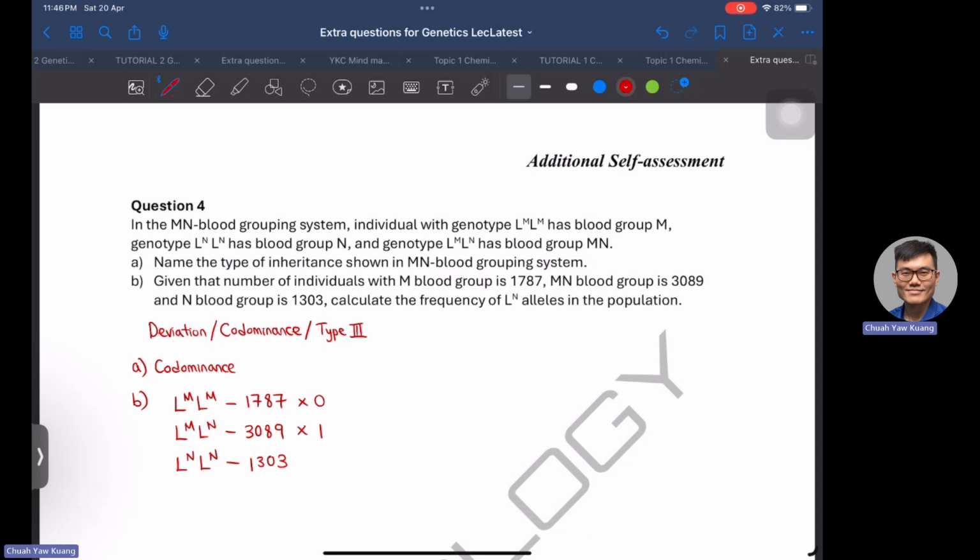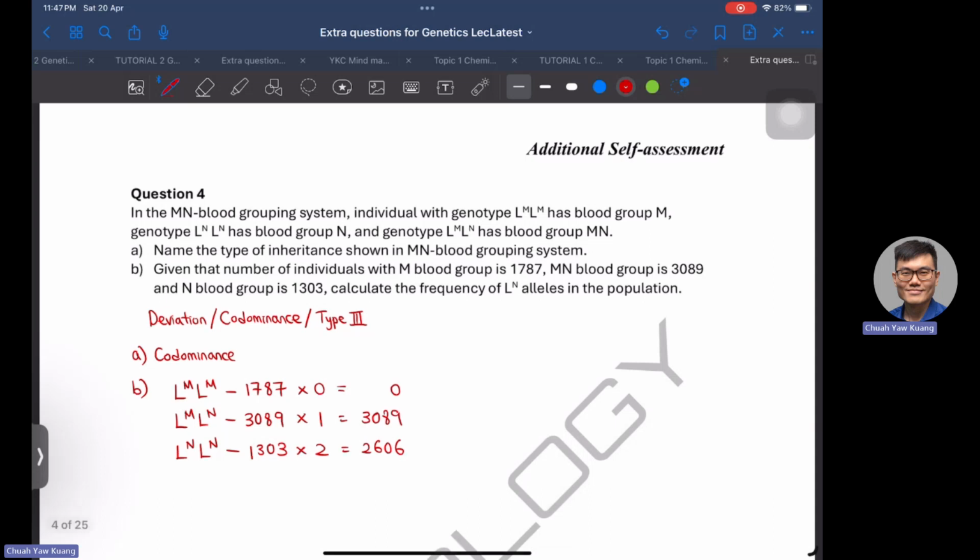Lastly, the homozygous N individuals. They get 1 copy, 2 copies. Every individual gets 2 copies, so we multiply that by 2. The M homozygous one, of course, will be 0. So this one will have 3089, and this one is 0. Then this one will be 2606. That is the total number of the LN alleles, so we have to sum it up.